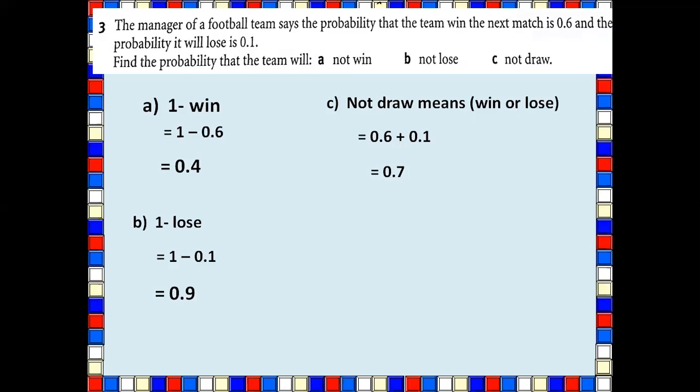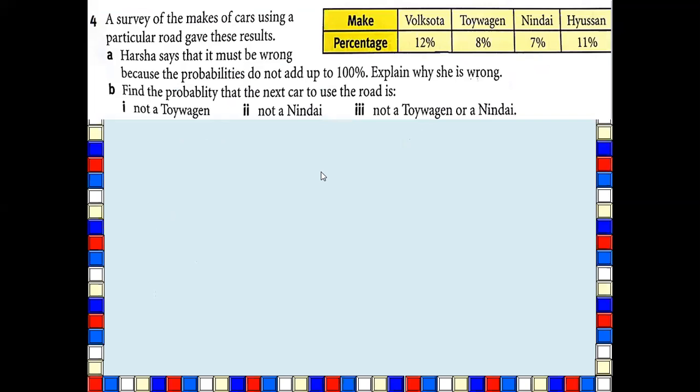Okay. Let's go to question 4. Thank you. Question 4 here. A survey of the makes of cars using a particular road gave these results. Harsha says that it must be wrong because the probabilities do not add up to 100%. He says that this table is wrong because the sum of the 4 percentages didn't make 100%. But he's not right. Why do you think he's wrong?